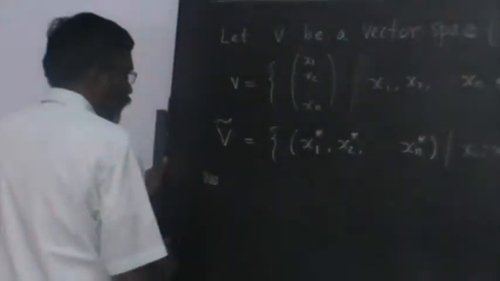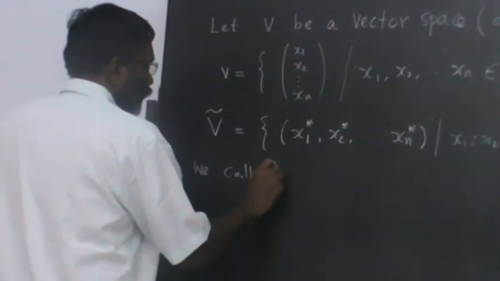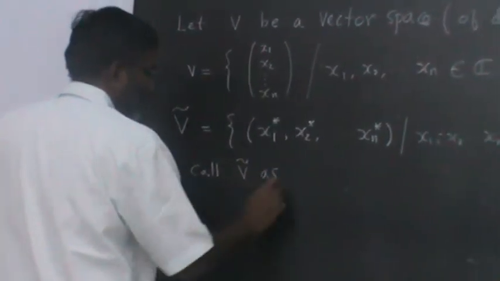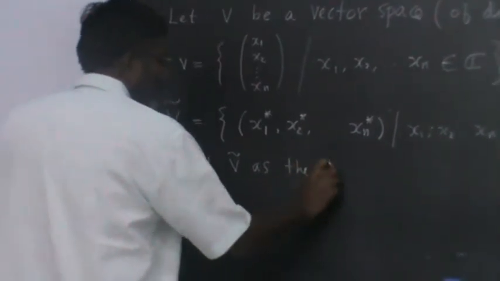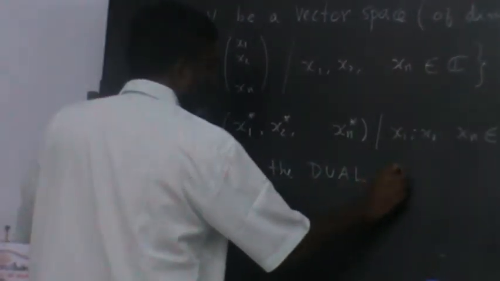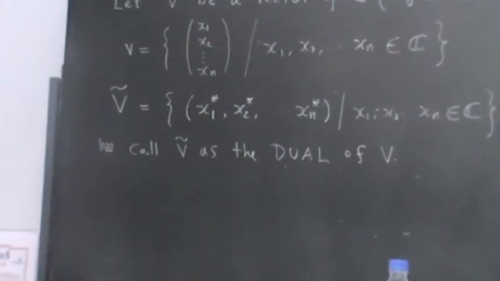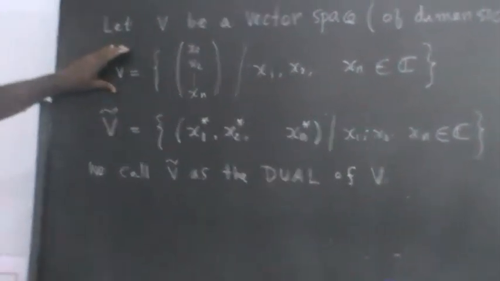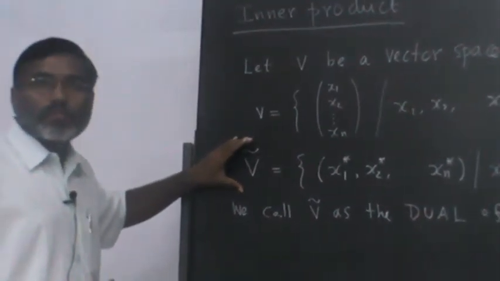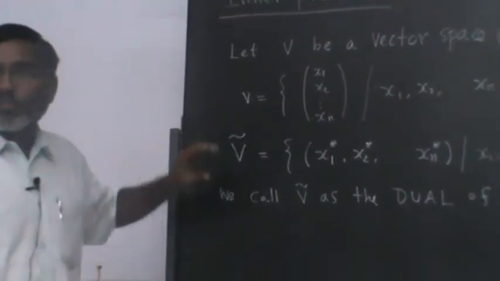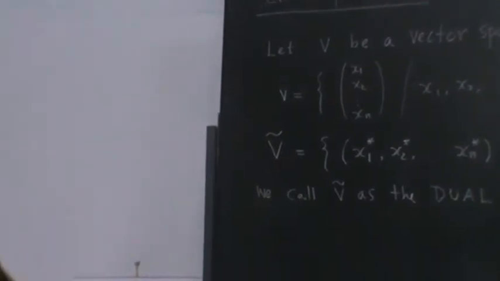Okay, so we call V tilde the dual of V. The dual space we call it. You have a vector space, you can define a dual space. So for every vector space, we can define a dual space. Is this clear?